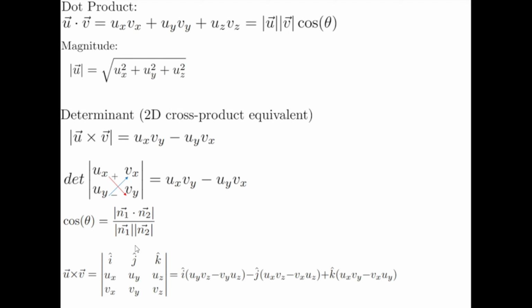The next one would be multiplied by minus, which is j. So minus j times (ux vz minus vx uz), plus k, and k intersects here, times (ux vy minus vx uy).